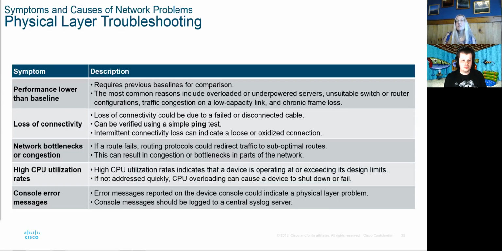So physical layer troubleshooting. So performance lower than baseline. Sometimes that can be a kinked wire. There are some actual 802.3 specifications regarding not bending a network cable more than 45 degrees. There are specifications regarding how you're going to manage the trunks of your network cables. So you definitely don't want to abuse cables in an installation.